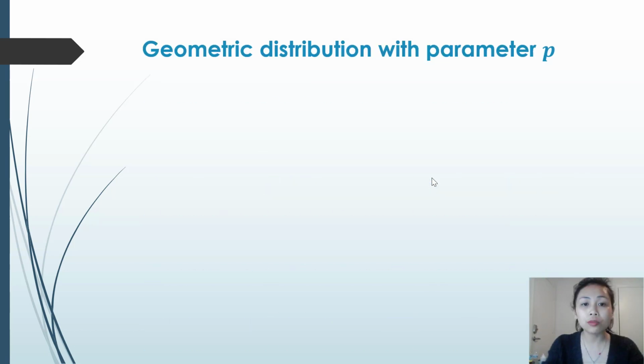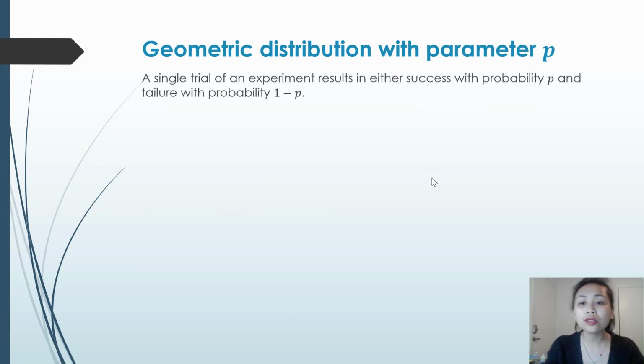Next distribution, the geometric distribution with parameter p. It looks similar to the binomial, however, we modify it a little bit. So again, a single trial of an experiment results in either success with probability p or failure with probability 1 minus p.